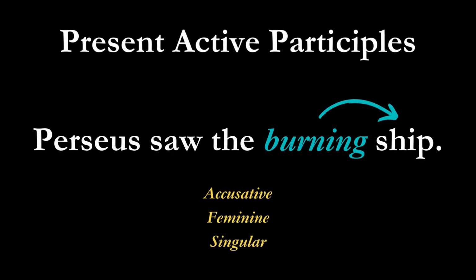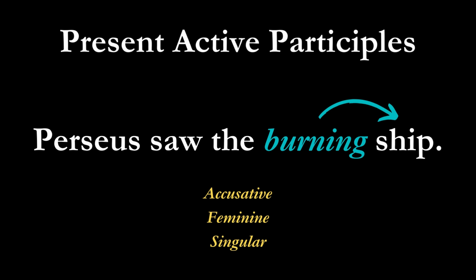So if you said, Perseus saw the burning ship, right? Burning is a present active participle. So think about it. It comes from the verb to burn, right? But we're not using it as a verb. Nobody's burning anything here, right? We didn't say Perseus burned anything or anything like that. It's talking about the ship. It's describing the ship, right? What type of ship? Oh, the ship that is burning. That's why it's a participle, right? That verbal adjective. You can see it in action here.